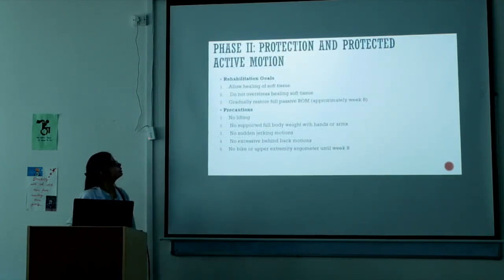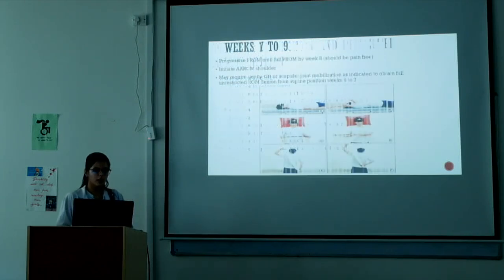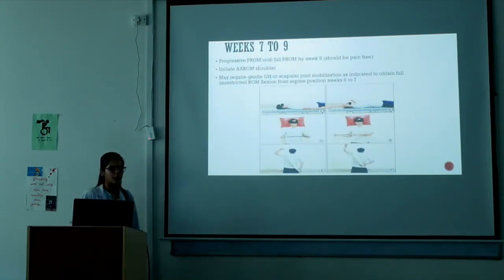Phase 2 would be protection and protected active motion. The rehabilitation goals would be to allow healing of the soft tissue, not to overstress the healing soft tissue, and to gradually restore full passive PROM. Precautions: week 7 to week 9 would be PROM exercises.